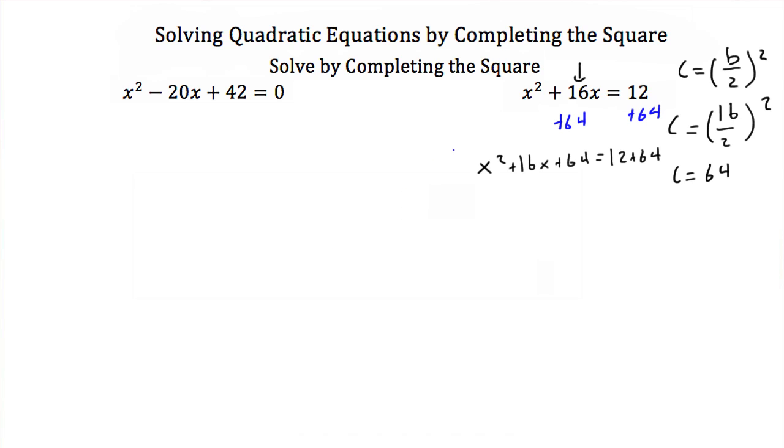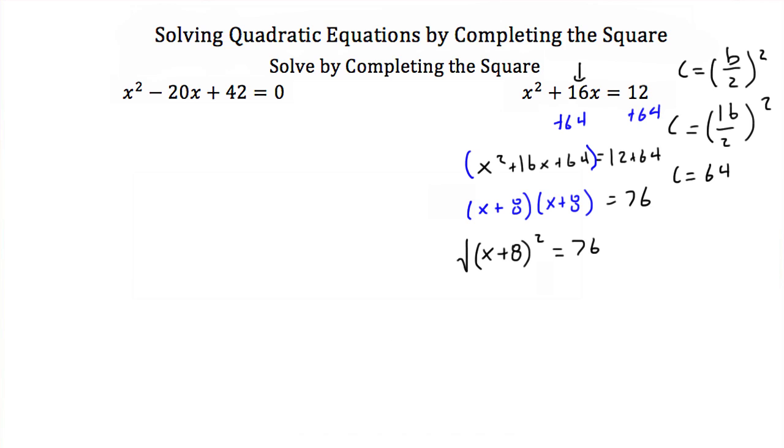Now this left-hand side is now a perfect square trinomial, and this will factor out into x plus 8 times x plus 8. In my right-hand side, 12 plus 64, that's 76. Now I can rewrite this x plus 8 times x plus 8 as x plus 8 squared, and that's still equal to 76. So I've just completed the square, and now I'm going to use square roots to solve this for x.